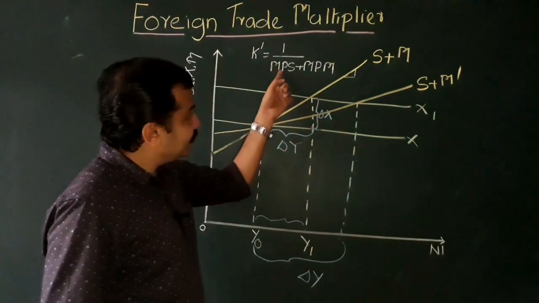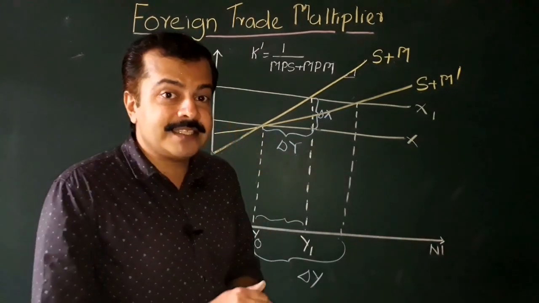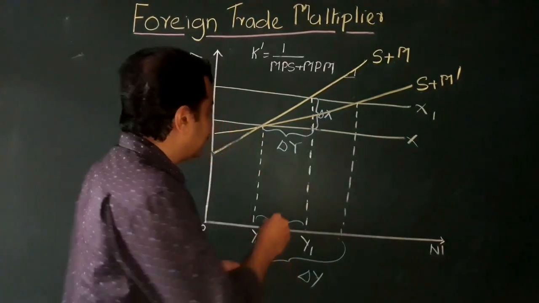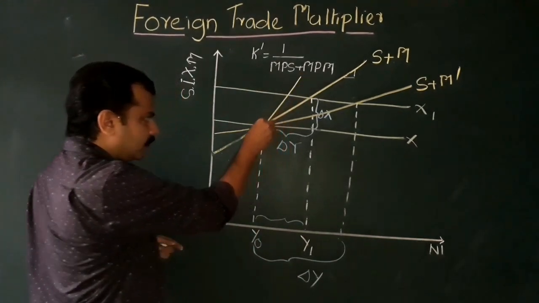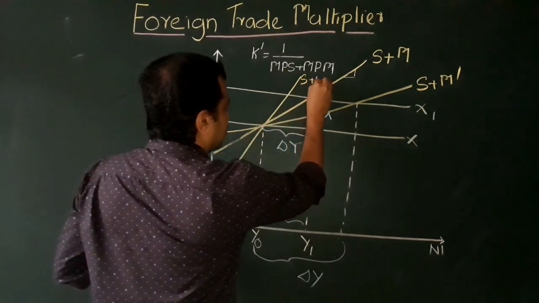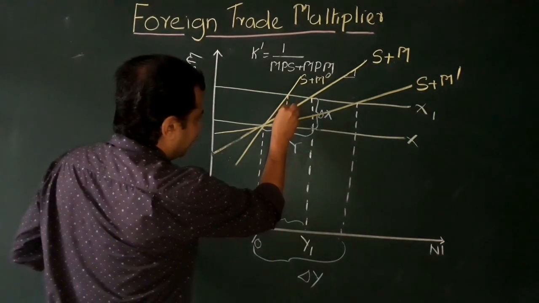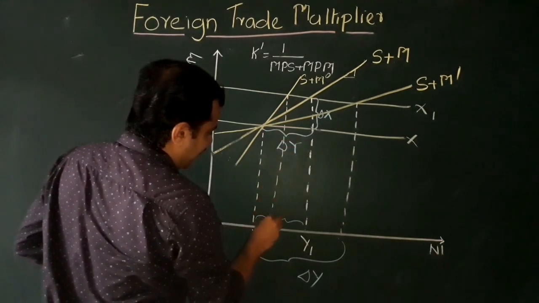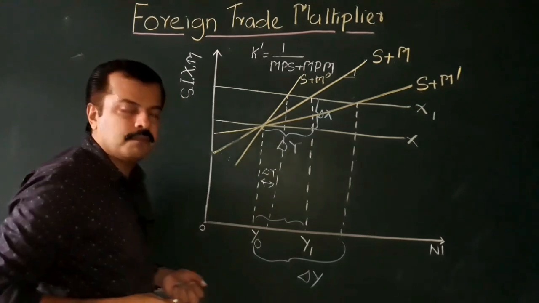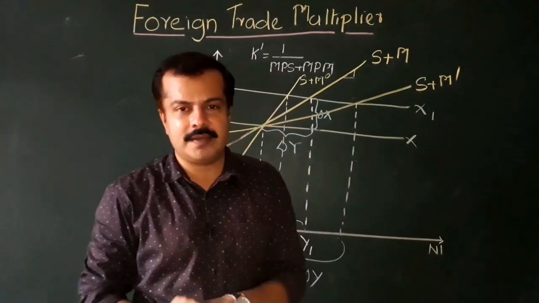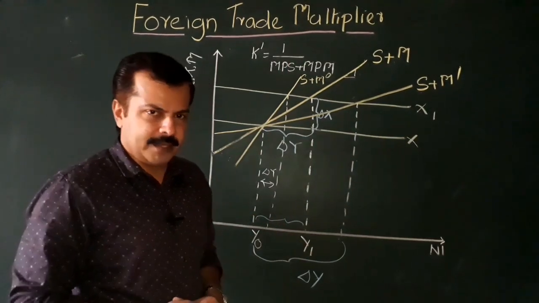If the value of leakages MPS plus MPM is relatively higher, then the slope will be greater as well. See this, if it is something like this, let me put a new curve, S plus M double dash. Then see here, when we have a relatively steeper curve, the change in income is much smaller, or the value of multiplier is much smaller. So this is the graphical exposition of the foreign trade multiplier.